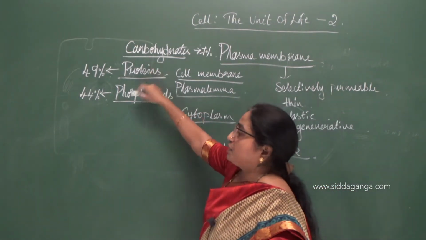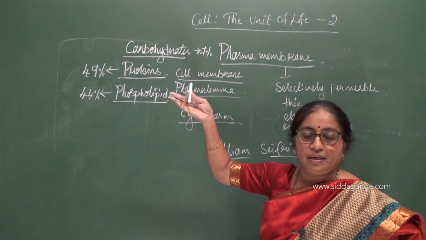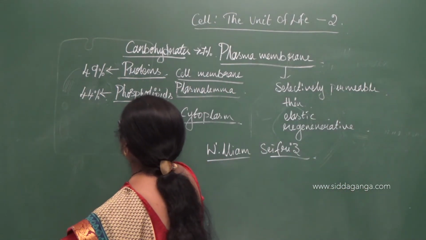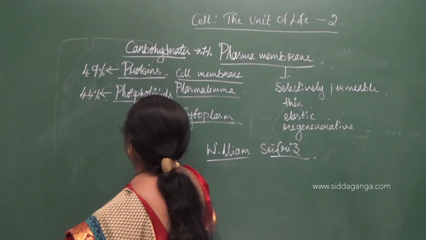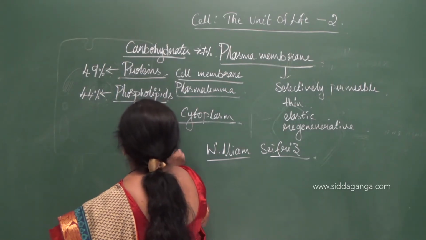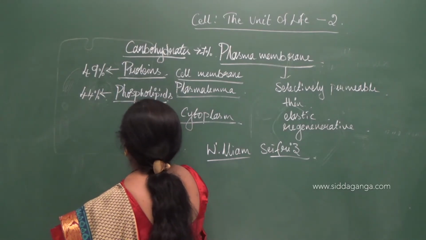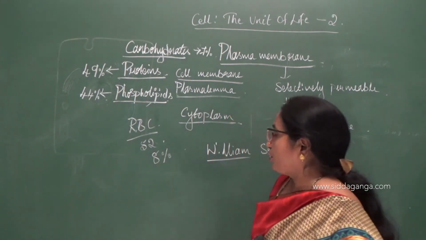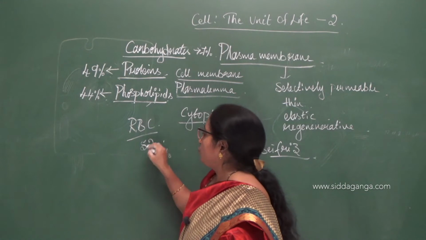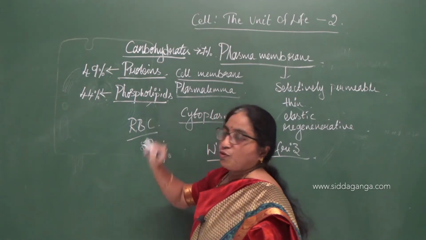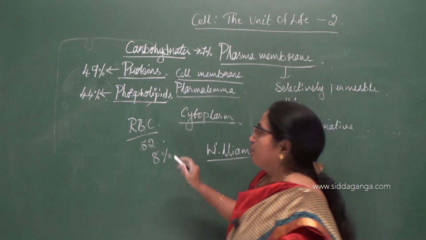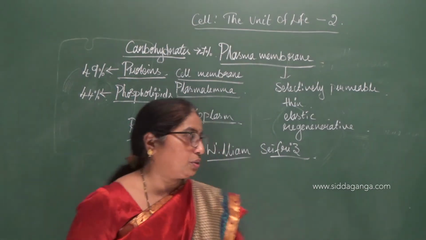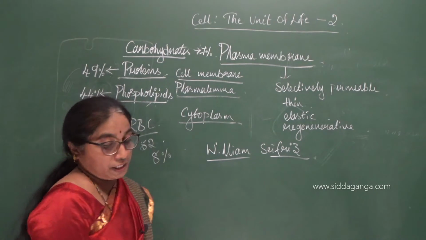So this percentage may vary from cell to cell. For example, in RBC cells, the proteins may be 52% and the carbohydrates may be 8% and the remaining may be phospholipids, around 40 or something like that. So it varies from one cell to another cell according to their functions. So this is the plasma membrane.